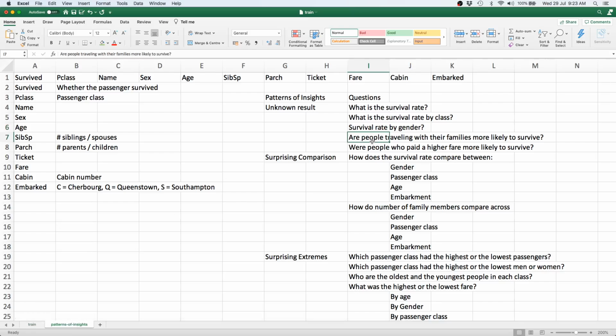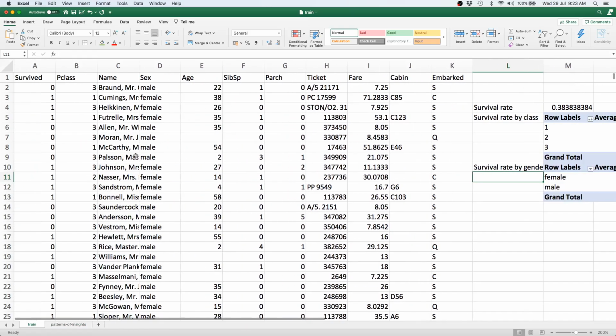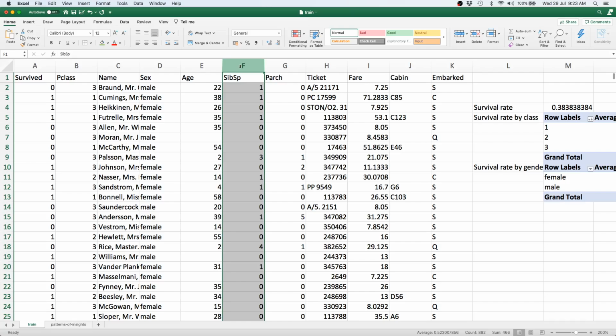Are people traveling with their families more likely to survive? Now, this is a somewhat compounded question. It's a somewhat complicated question. We don't know how to straight away answer this because in our data set, we don't see a straight up column which tells us whether a particular passenger had a family on the Titanic or not. However, we do have two other columns from which this information can be derived. We know for each passenger how many siblings or spouse were on the Titanic, and we also know for each passenger how many parents or children were on the Titanic.